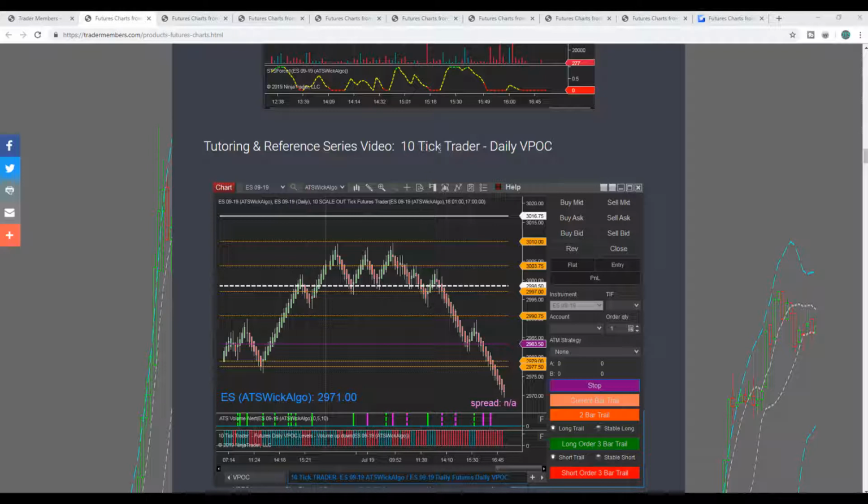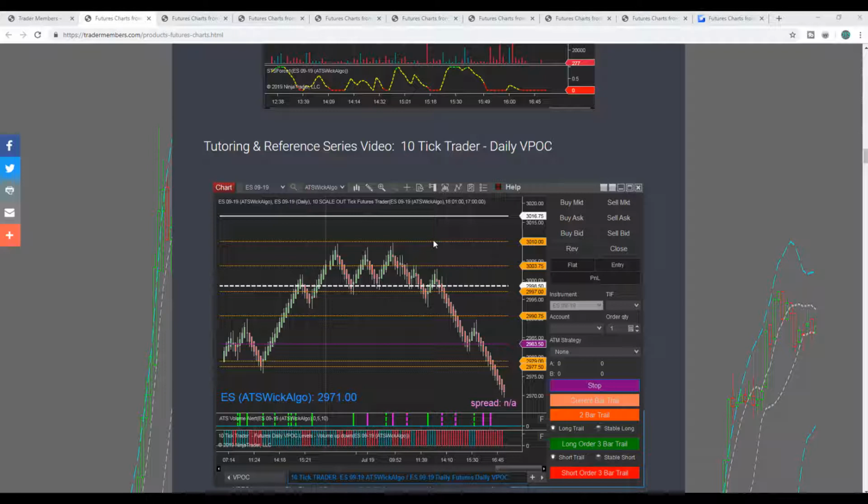This is the 10-tick trader. It's got the chart trader, bar trader on it, the daily VPOC. So this is your 10-tick candlesticks and the daily VPOC. We'll explain to you how these lines are set up on any chart. You see the VPOC plots.